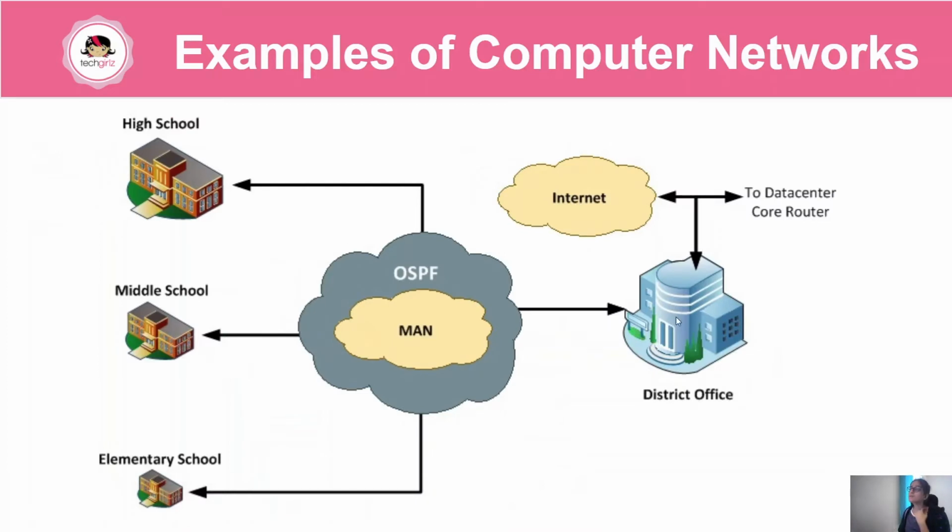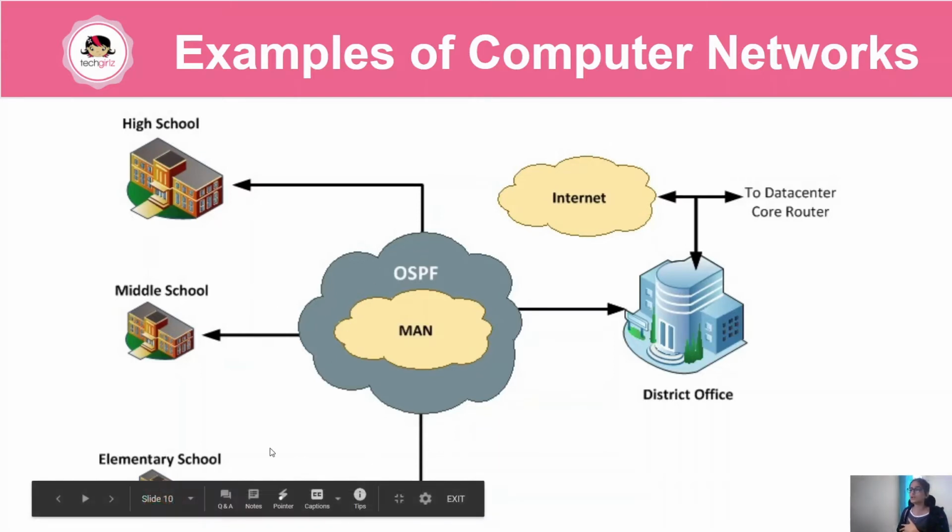Now, another example of a computer network is this. A school might have three types of branches in a city, right? It might have a high school, a middle school, and an elementary school, and you might have the district office. If you want to connect all of these together, you can connect them using a metropolitan area network.